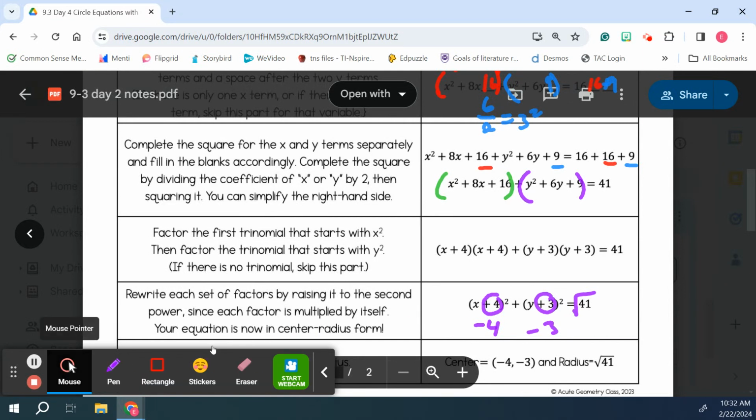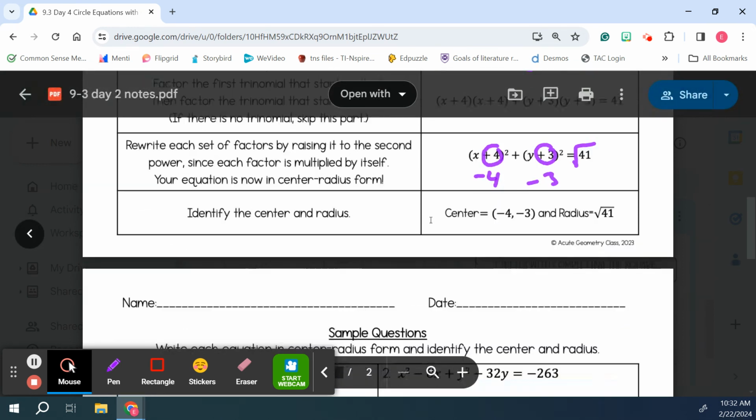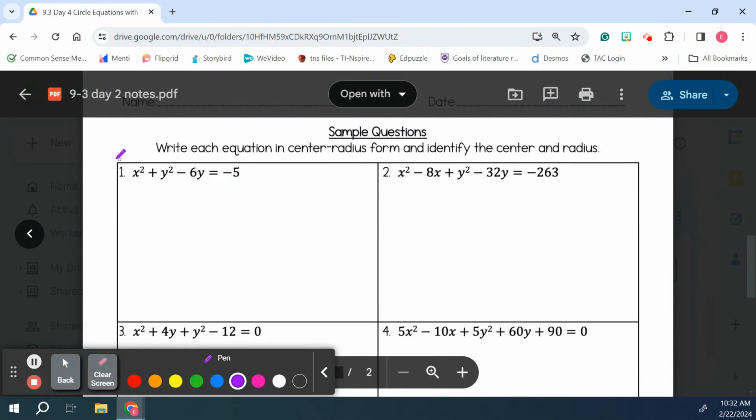Questions on the steps? Now let's actually practice these. How does that sound? That usually helps, right? All right, so looking at this first part, we have x squared plus y squared minus 6y equals negative 5.